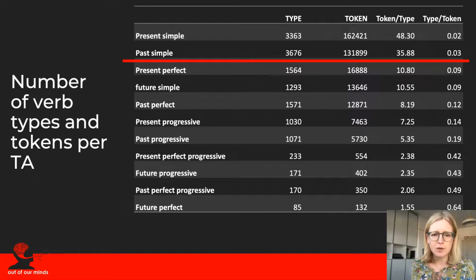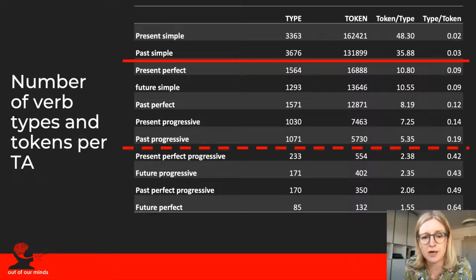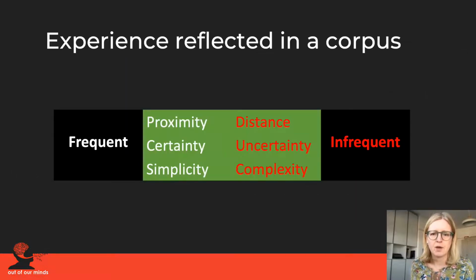Now, there's also a middle layer of tense aspect combinations that have between 1,000 and 1,500 types that are each repeated 5 to 10 times. And then there is a bottom layer of rare tense aspect combinations where we are down to a few hundred types that each occur only once or twice. And this brings us to something that you were probably not expecting after a computational modeling study, but it does look like our findings reflect 3 dimensions of experience: proximity versus distance, certainty versus uncertainty, and simplicity versus complexity.